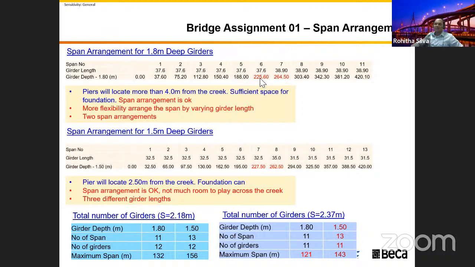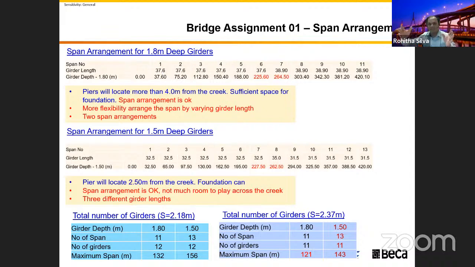So then this one, 230 and 260. Yeah, you've got 5 meters and 4 meters clearance from the face of the creek. Therefore, this solution is okay. Piers will be located more than 4 meters from the creek, sufficient space for the foundation, span arrangement is okay. More flexibility to arrange the span by varying the girder length. Two span arrangements are given. You see, I came up with my bridge solution.